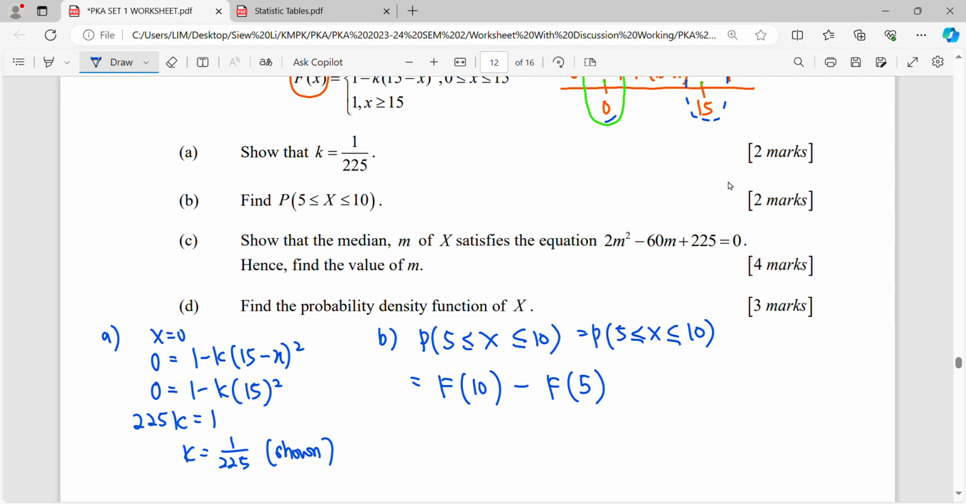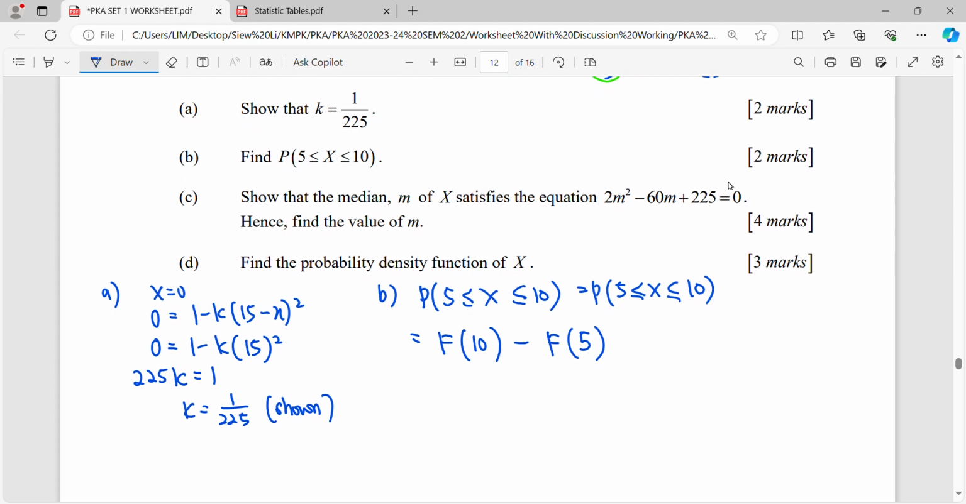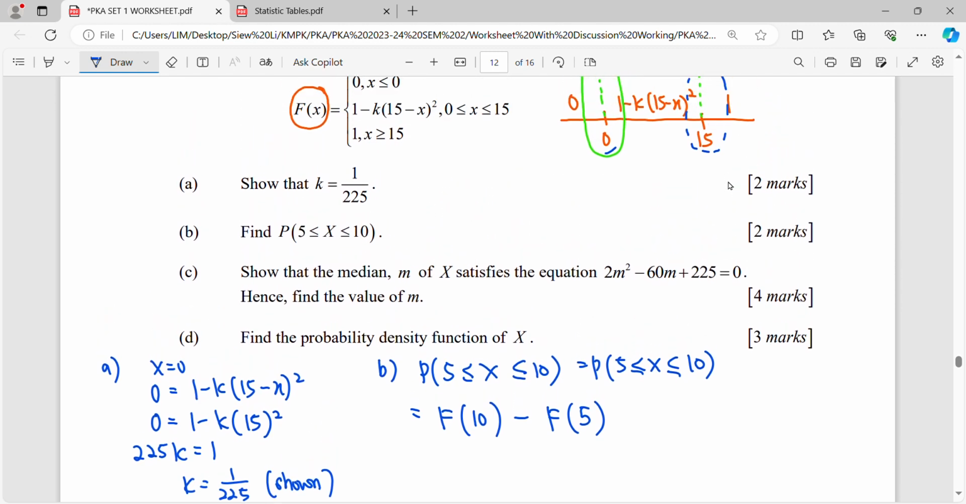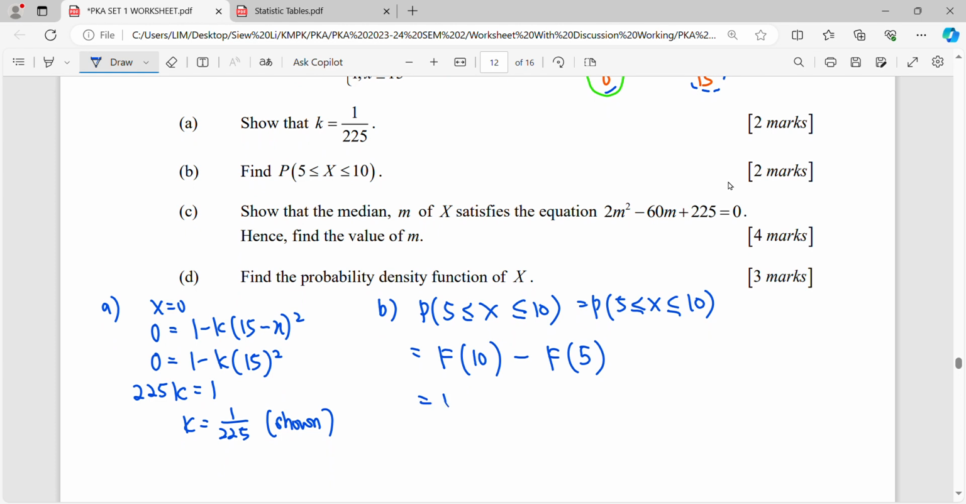Understand? So it doesn't matter whether it is not equal, or equal on one side or the other. The formula for using capital F to find the probability is still the same: accumulate to the maximum limit 10 minus the lower limit 5. But if we come to discrete, it will be different. Let's just finish this continuous first. So F(10), 10 substituted into this function, 5 also substituted into this function: 1 minus k times (15 minus 10) squared, minus, put your bracket.